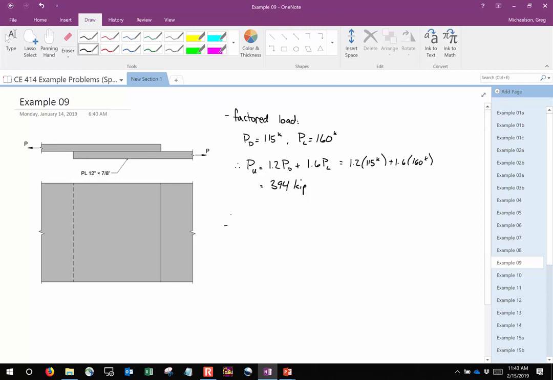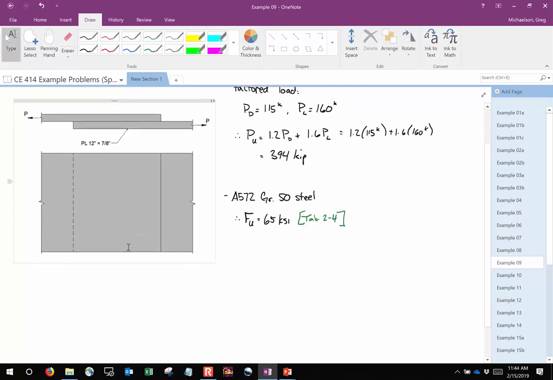All right, while we're in this stage, since we're setting up the problem, we know that this is A572 grade 50. So what is F sub U? 65 KSI, and where'd you find that? All right. Okay. So, again, this is going to be pretty simple.